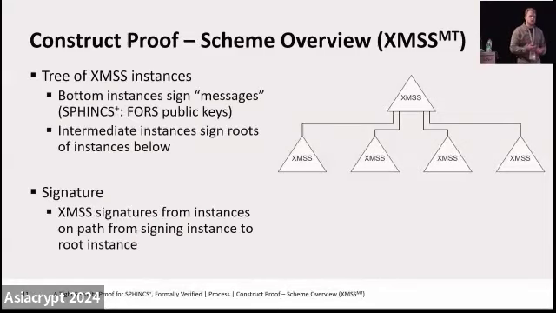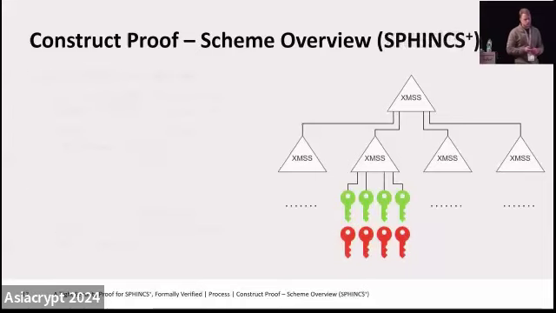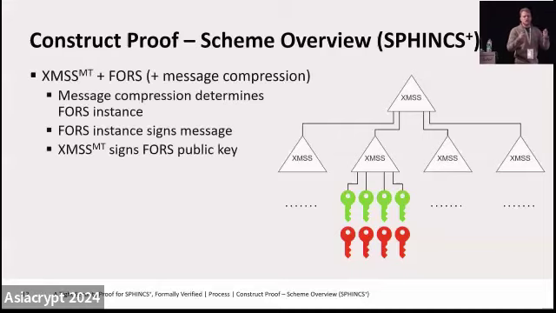Okay, and then the signature for XMSS MT is essentially just the XMSS signatures from the signing instance in the bottom layer to the root instance. All right, and then SPHINCS+ takes this XMSS MT structure and just adds a FORS instance for each leaf of the hypertree, as well as a message compression step, of course.